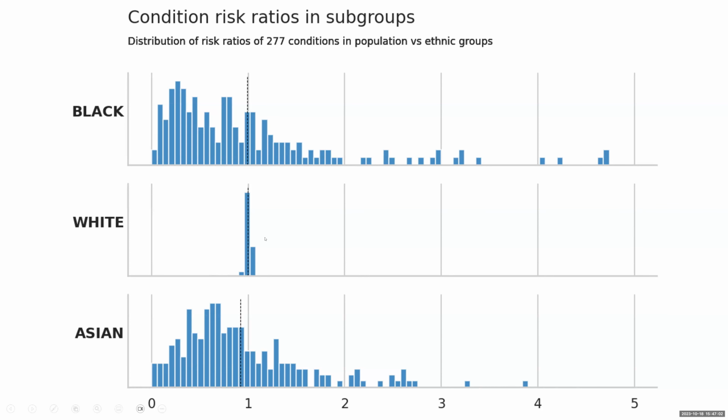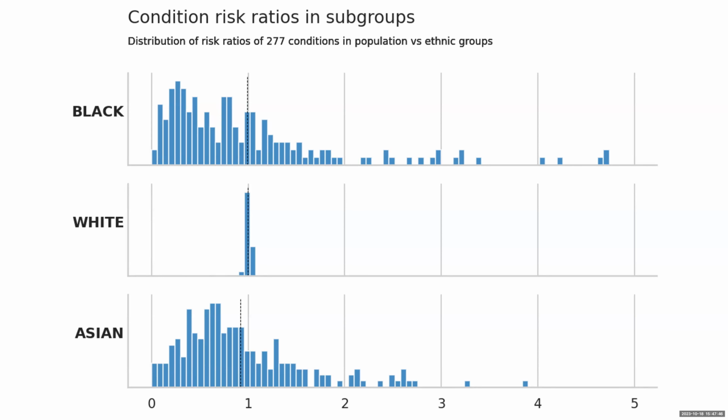Unsurprisingly, the white population is driving that overall population comparator, and so the risk ratio distribution is very close to 1. And then with the Asian population, again, skewed towards many conditions being less commonly diagnosed, with fewer being much more commonly diagnosed, but it seems to be less extremely positively skewed than with the Black population. However, the means for these risk ratios, the number of actual diagnoses made, is very close to 1 across all of these different groups. And so that suggests that there are differences within specific diagnoses, but overall it's roughly the same across all groups.